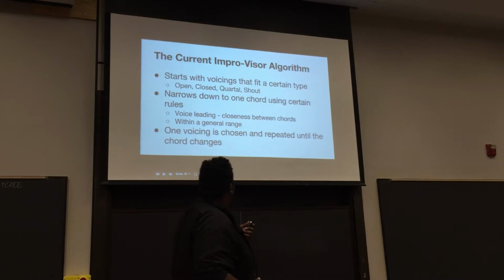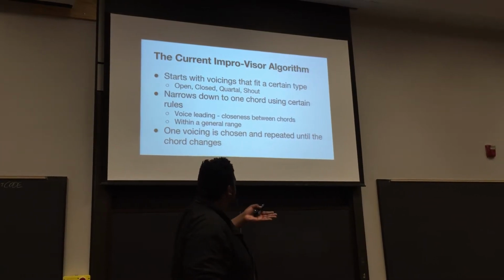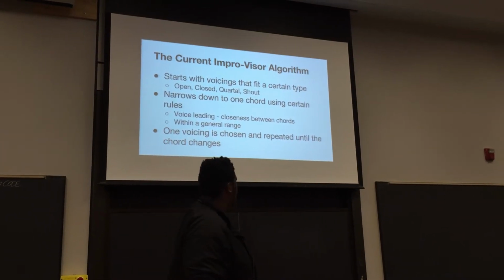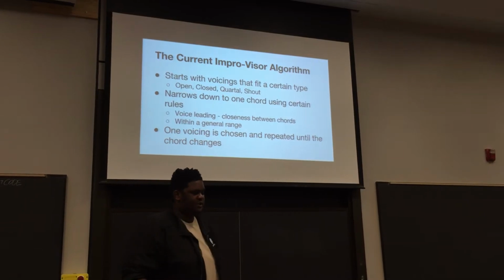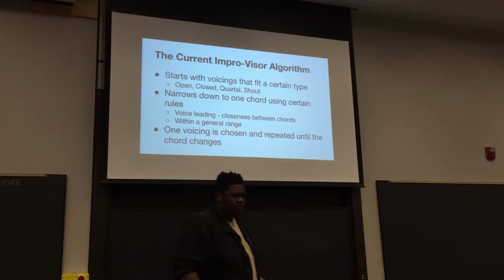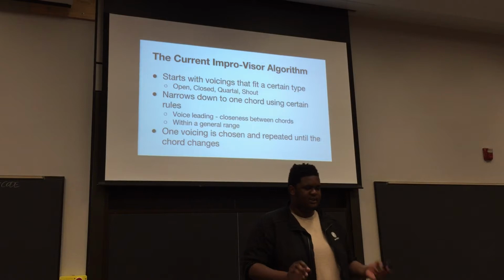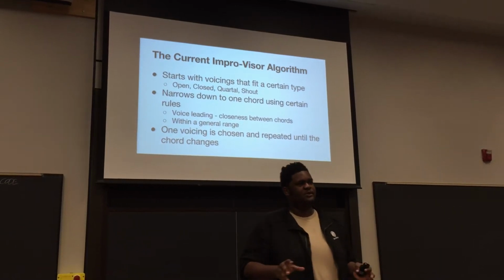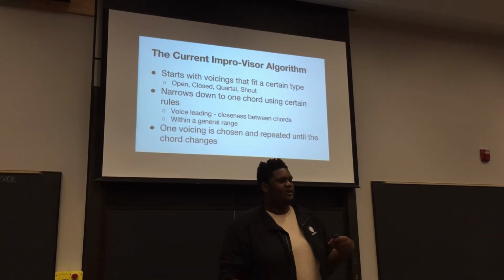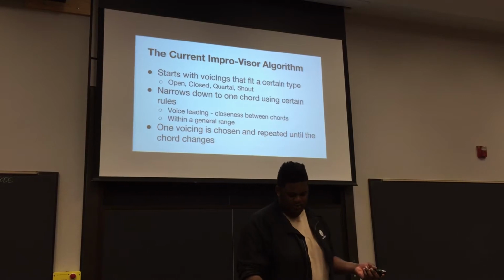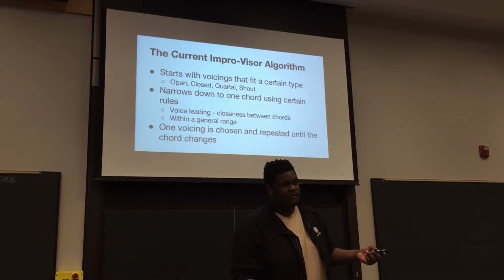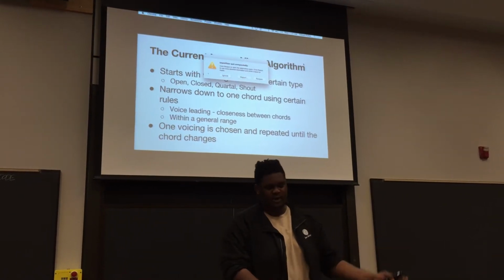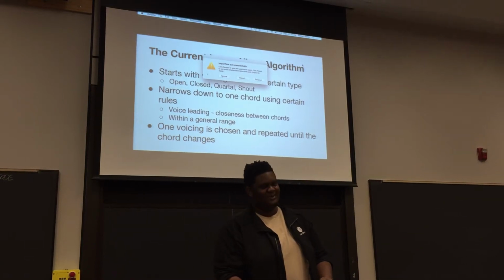And so it starts with the voicing type, and then it narrows down the chord using voice leading and also using the general range. And then it takes that chord that it chooses and repeats it. There's a comping pattern. And so rhythmically, you might want to play a chord like, and so it'll repeat that one voicing that it chooses.